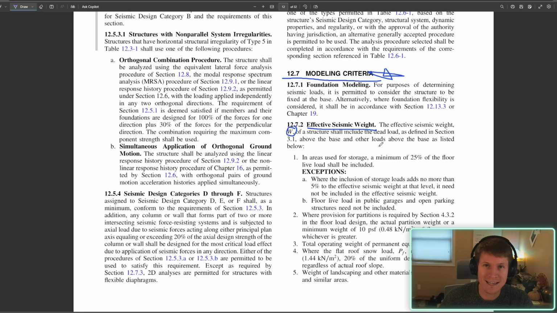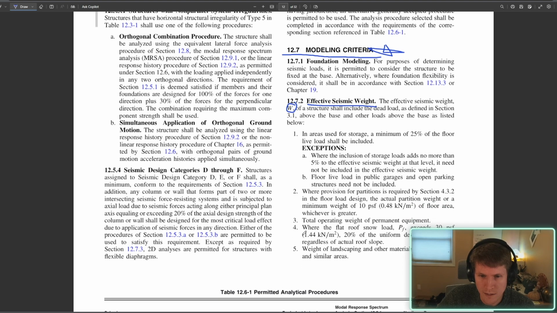If you are taking the PE, it's not just going to be as straightforward, I wouldn't think, as just saying the dead load. They're going to give you one of these little exceptions, and you're going to need to know them. And I think today's example captures just that. What are these extra bits besides dead load that you need to be thinking about when calculating your seismic mass? Well, listed below, we have items 1 through 5. In areas used for storage, a minimum of 25% of the floor live load shall be included.